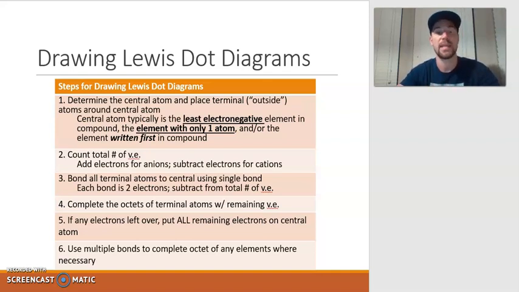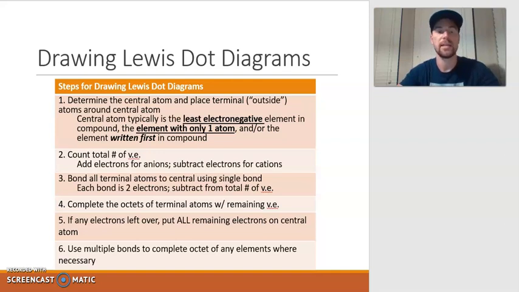Second step, you need to count up your total number of valence electrons. If you have an anion, which is a negative charge, you need to add electrons. If you have a cation, you need to subtract electrons. Number 3, bond all terminal atoms to the central atom using a single bond. Remember that each single bond that you draw is worth 2 electrons, and this needs to be subtracted from the total that you found in number 2.